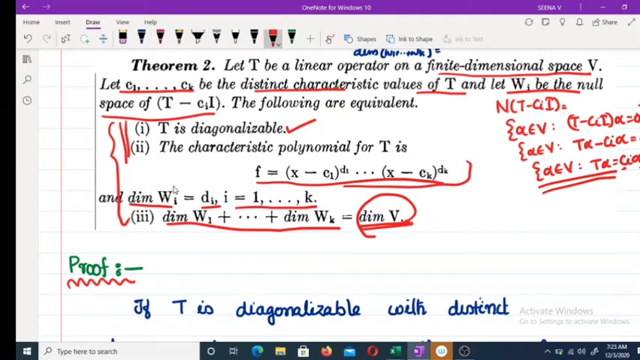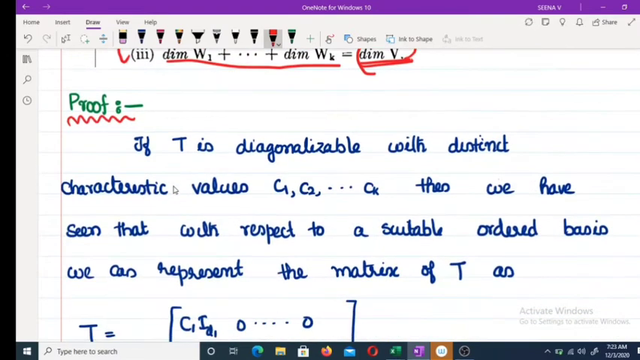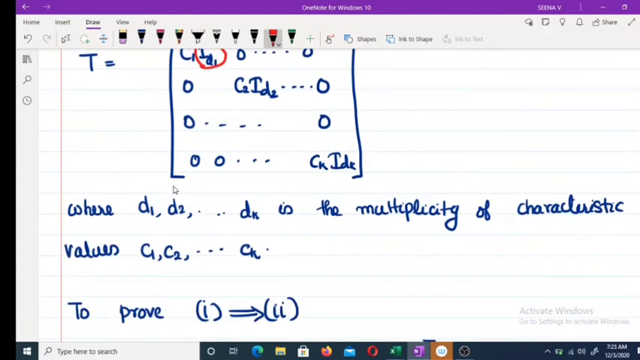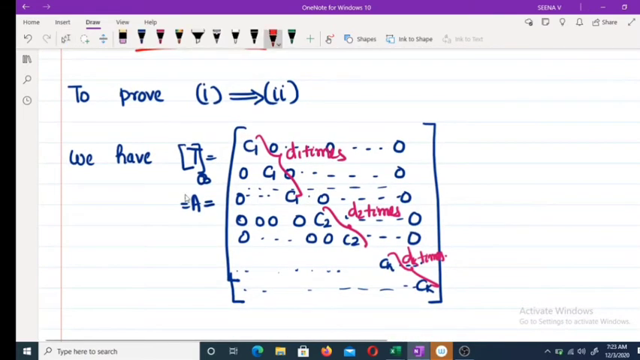The first proof: T is diagonalizable implies the characteristic polynomial will be of this form. This we have already discussed. Anyway, suppose T is a diagonalizable operator with distinct characteristic values C1, C2, etc., Ck. Suppose C1 is repeated d1 times, then we have already seen the matrix of T is of this form. Okay, this is the identity matrix of order d1 by d1, and d1, d2, etc., dk are the multiplicities of the characteristic values C1, C2, etc., Ck.